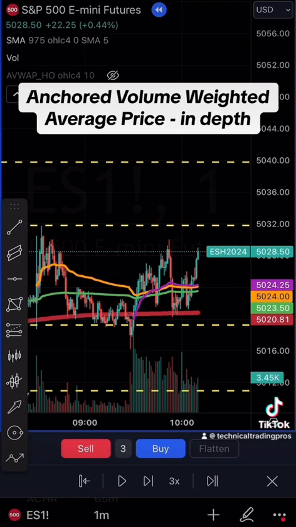Same thing with the anchored VWAP. I treat this as an area of interest, where I want to notice if the bulls or the bears are in control of the price action, and then play that accordingly. You can see how it lines up as we start this rolling.